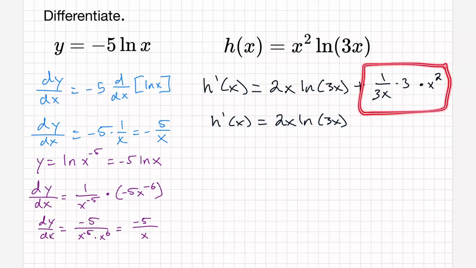What goes away over here? The fraction does go away completely. Well, we can get rid of the threes, right? Make sure you see that. But what can we do with the x?